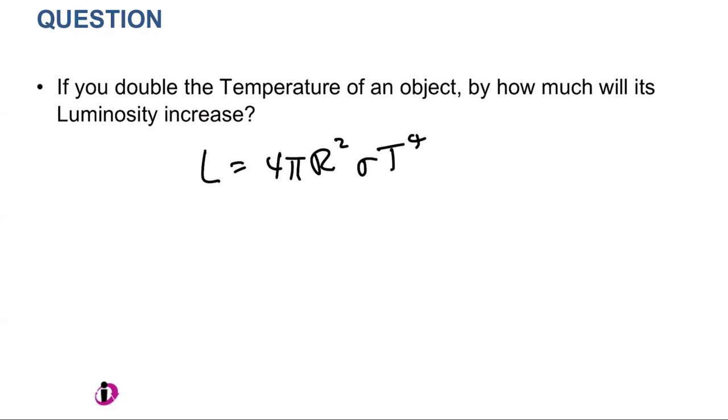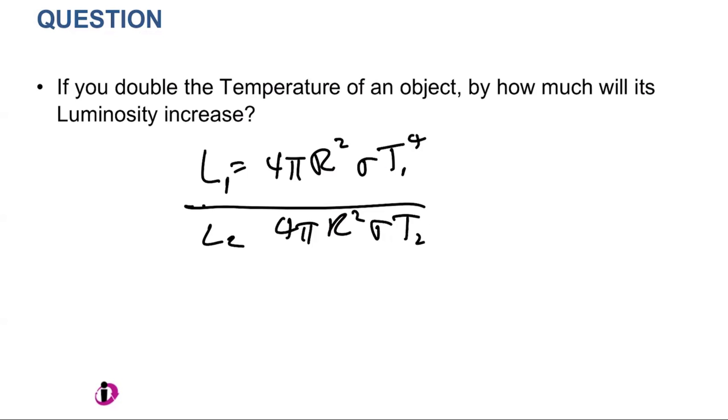So let's actually do this explicitly. L1 and T1 divided by L2, 4 pi r squared, sigma T2 to the 4th power, right? So L1 over L2 is how much brighter that is. This is what we're asking. By how much will its luminosity increase? I'm usually asking what factor, and that's just taking a ratio, L1 over L2. Well, that's pretty simple to do now.